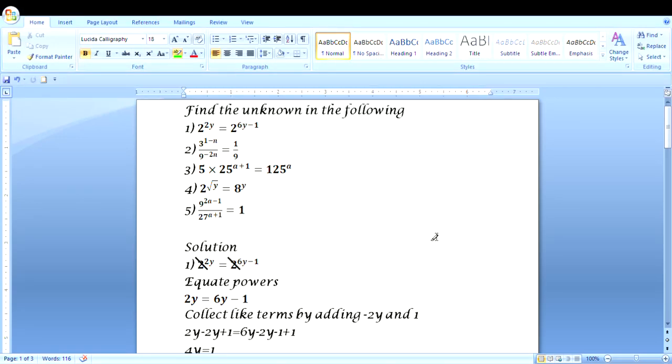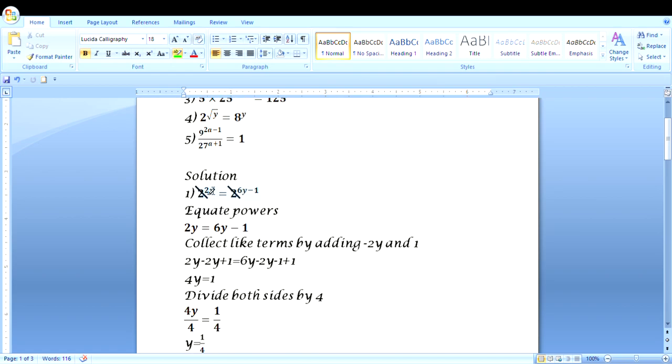Hello, good day. As a continuation in the basic operation of indices, we shall be looking at the following questions. We shall look at them to find the unknown in each.